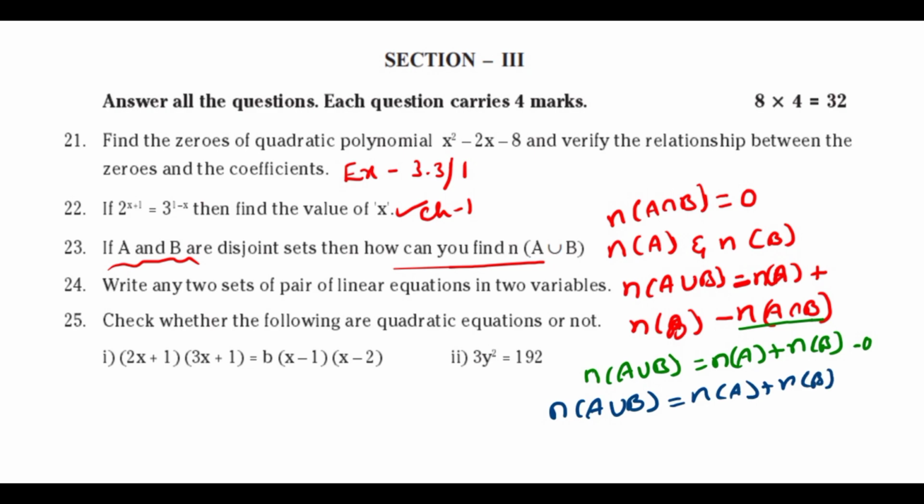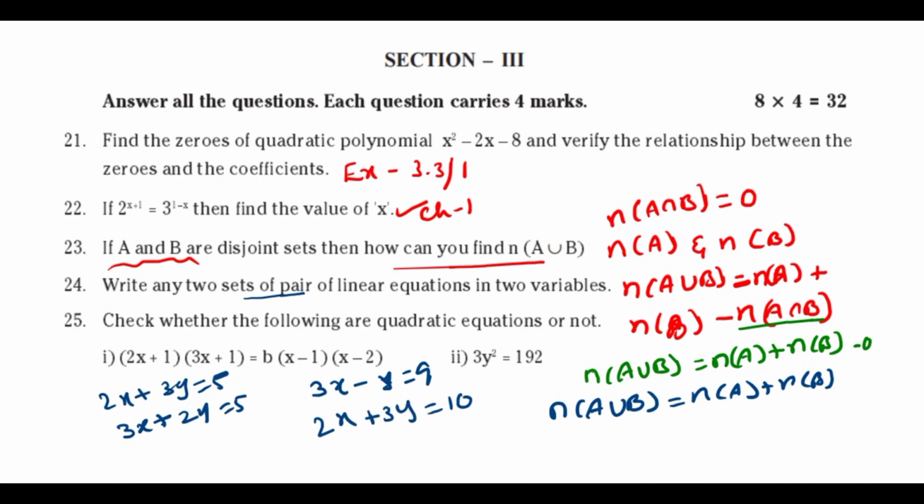Next one, write any two sets of the pair of linear equations in two variables. It's very easy. Asking two sets of pairs, don't forget. Okay, so one set I am writing, just 2x plus 3y is equal to 5, and another one, 3x plus something like 2y is equal to 5. This is one pair. Another one I am taking here, something like 3x minus y equal to 9, and 2x plus 3y equal to 10, something like this. So here one pair and here one pair, total two pairs asked, so two pairs I wrote.